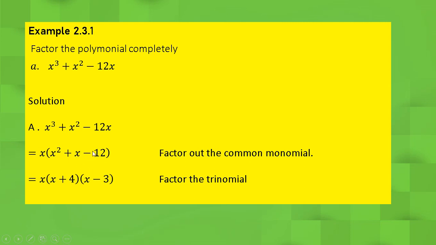So, find the factors that when you multiply, this is 1 times negative 12, which is negative 12. So, find two numbers that when you multiply, the answer is negative 12, and when you add, the answer is positive 1. Since this is negative, the two factors should have different signs, positive and negative. So, that's why we have x plus 4. Since this is plus, the sign of the bigger number should be positive. So, we have there the factors.